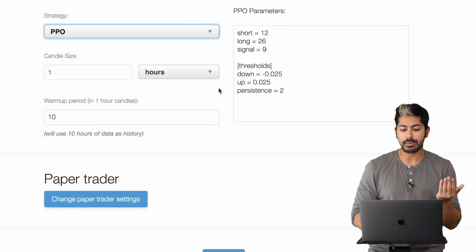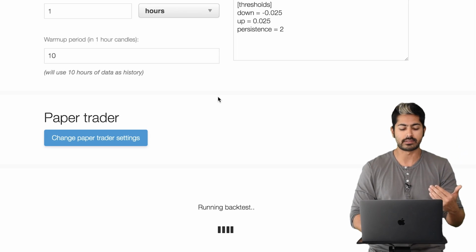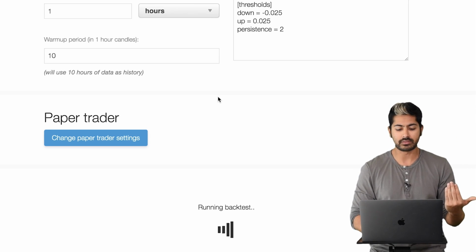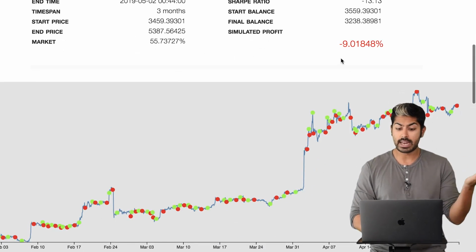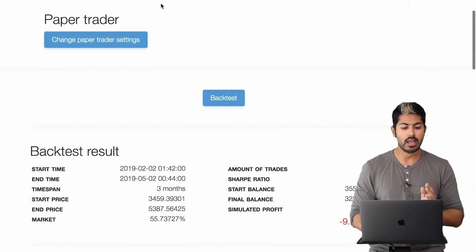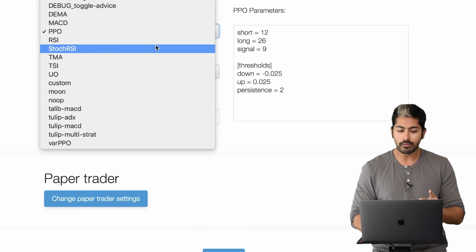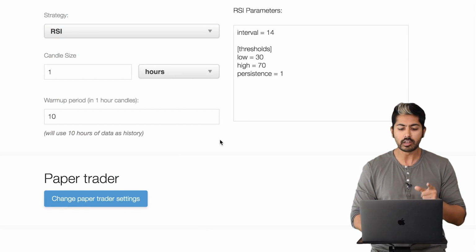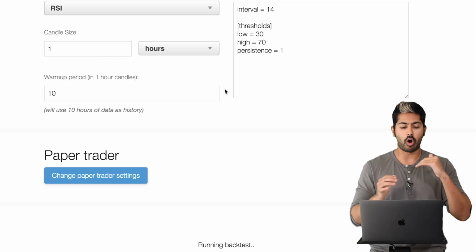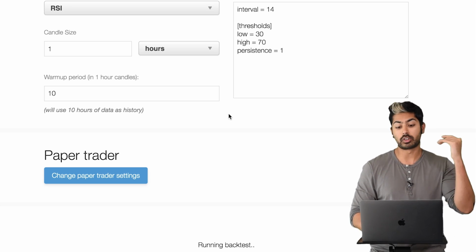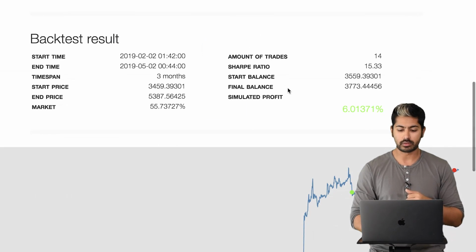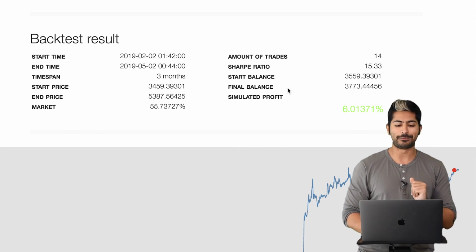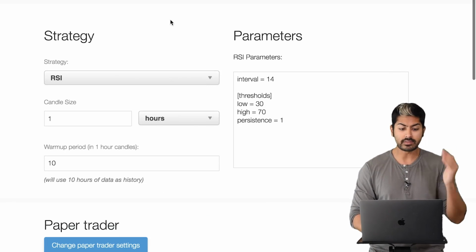If I pick one like PPO, it's going to run a backtest, and when it's done running that backtest, it's going to say how well it did on that historical data. Now, this might take a while. Okay, great. So it had a 9% loss, not good. But the strategy that worked well for me on this particular testing set was RSI, but there are several other strategies we're going to talk about in this video, and this one made about, okay, 6%. So it's always different, but that's the basic idea here.